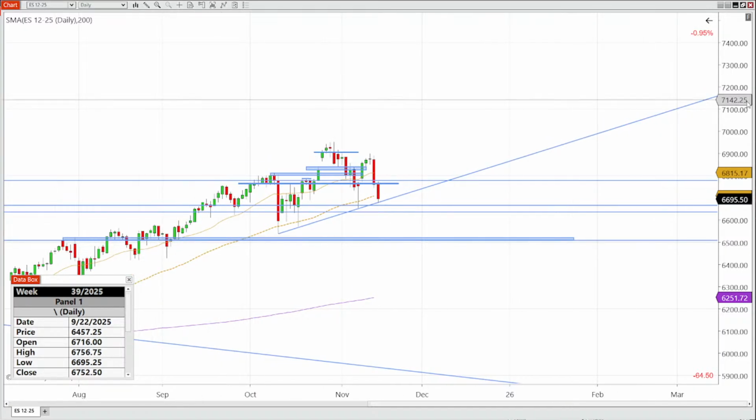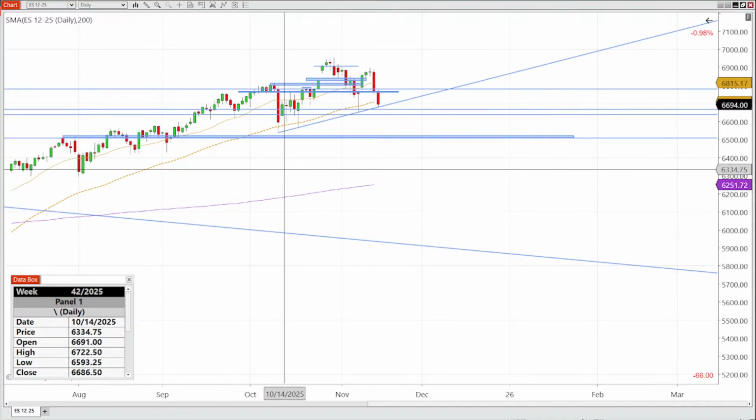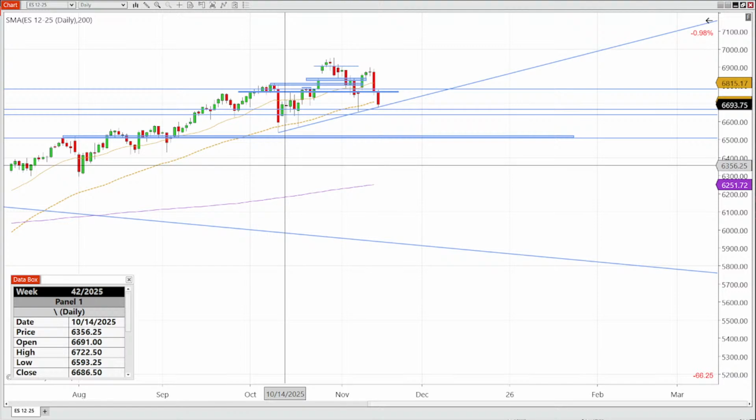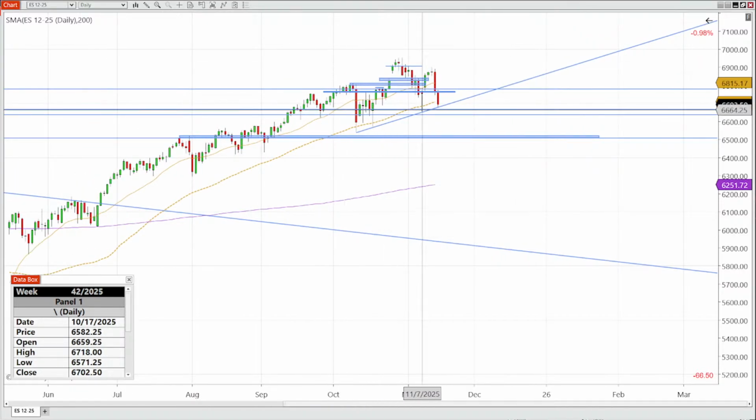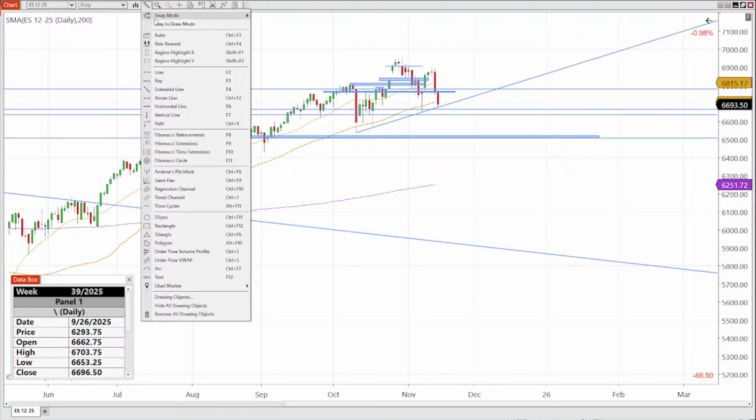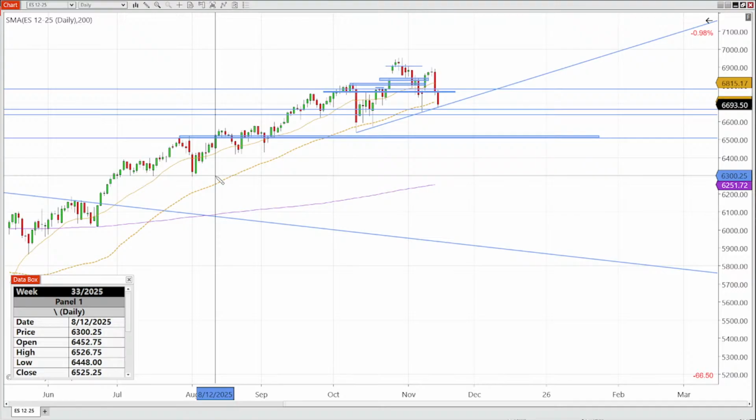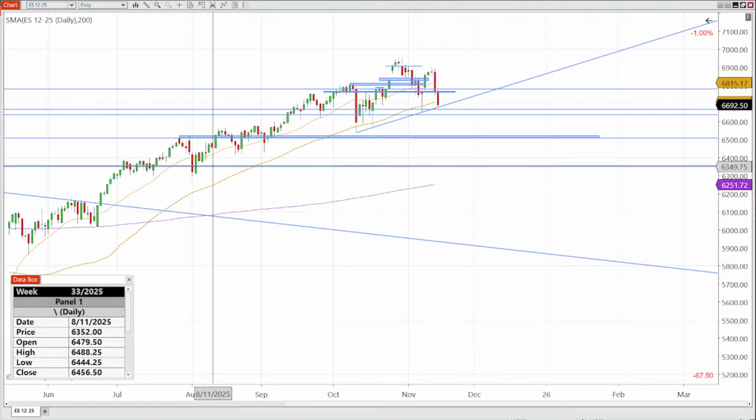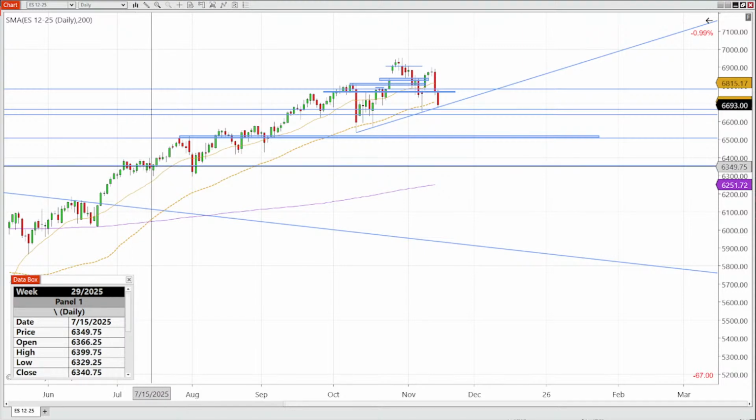Let's see where 6357 is. 6357 is right around here. So we're looking to come back into this level if the bigger head and shoulders plays out. 6357. That's 58 around this level here. So we'll come back into this consolidation here.